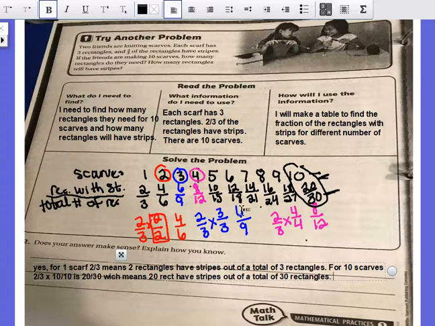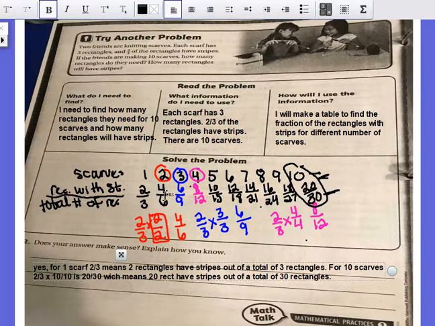So just going back and reviewing what I did. I put 1, 2, 3, 4, 5, 6, 7, 8, 9, 10 scarves just so I can keep track. And I knew that there were 2 questions that I needed to solve. How many rectangles do they need? And then how many rectangles will have stripes? So I put rectangles with stripes on top, and then I just put the total number of rectangles on the bottom. And each time I took 2/3 times 2/2.